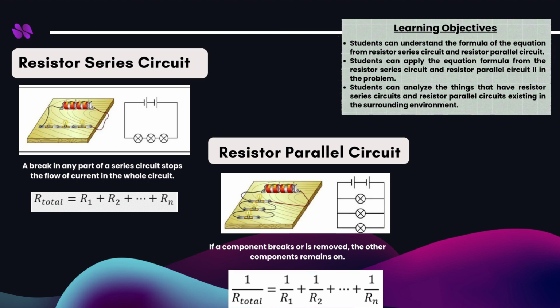It gives the equation where R total is equal to R1 plus R2 plus Rn. And in the resistor parallel circuit, if a component breaks or is removed, the other components remain on. It gives the equation where 1 per R total is equal to 1 per R1 plus 1 per R2 plus 1 per Rn.